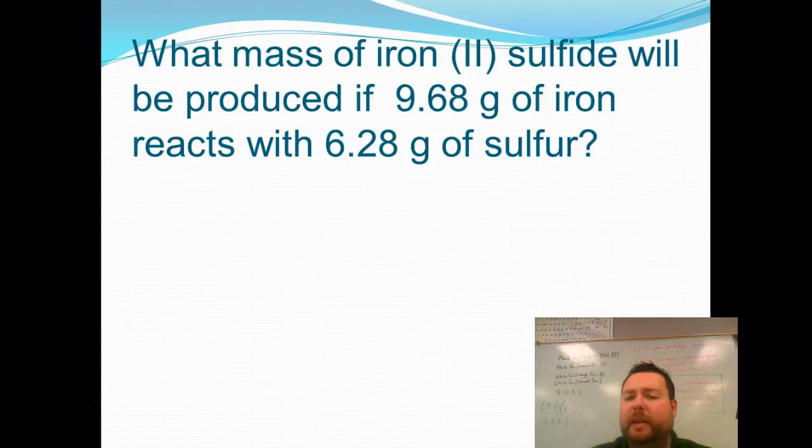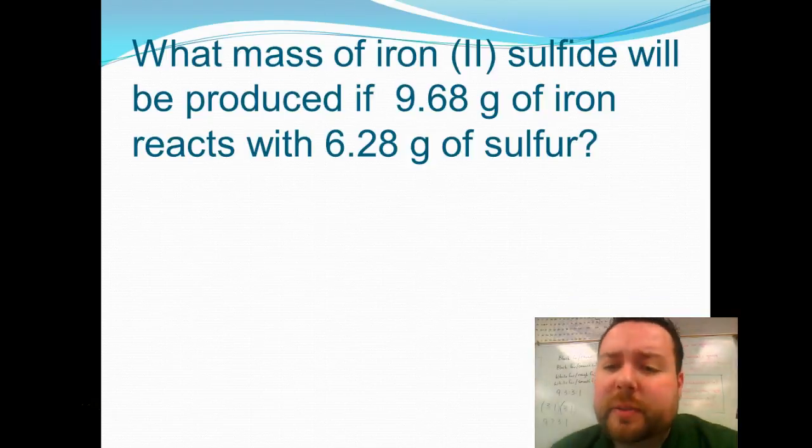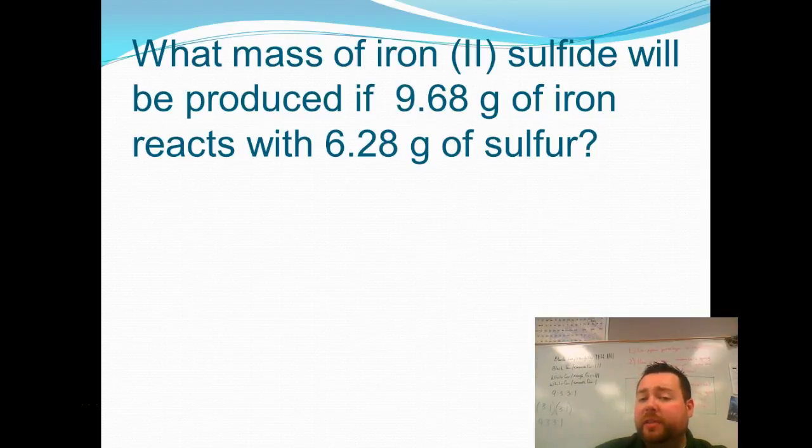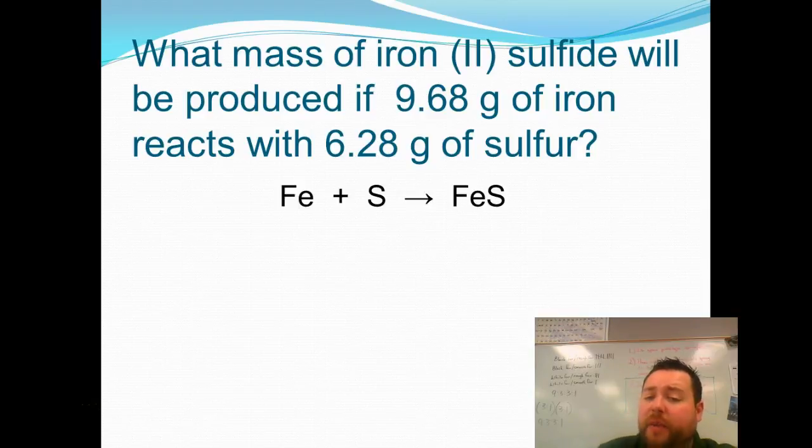All right, so one more example here. This is probably going to look a little bit more similar to what you are typically going to be doing. So you might be given a situation where I want you to figure out how much iron 2 sulfide will be produced if I start you off with 9.68 grams of iron reacting with 6.28 grams of sulfur. This is just a synthesis reaction, but the first thing that we need is an equation, and more than that, a balanced equation, but in this case, it is balanced. It is a 1 to 1 to 1 mole ratio.